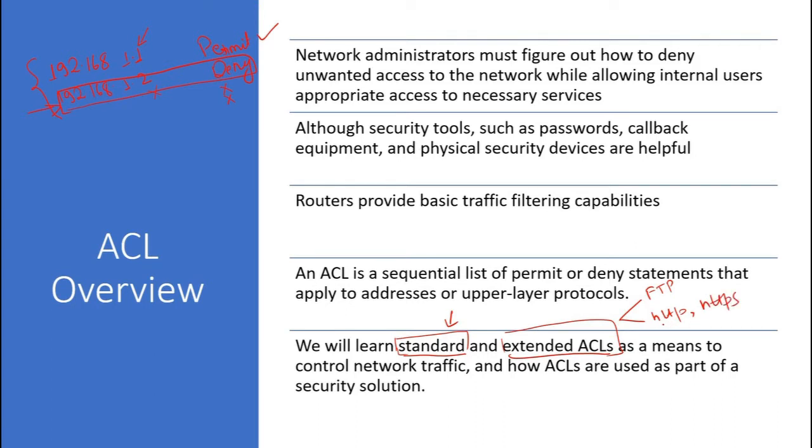So if it is a bank website and we don't want anyone to establish an unsecure connection, then we can block this port and allow only the HTTPS port number. So we can just block port number 80, that is HTTP, and allow 443. HTTPS has port number 443, right? So that's what we can do with the extended ACL. So we will learn both of them, not to worry.